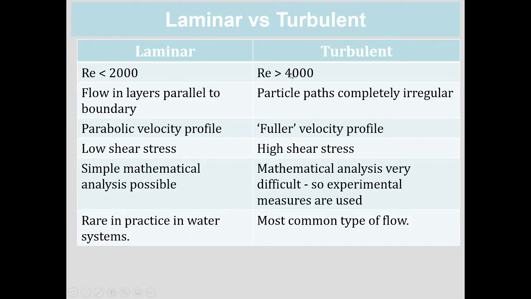Yeah, for turbulent, Reynolds number is more than 4000, particle paths completely irregular. You cannot see clearly at all the line of the pattern of the movement. Fuller velocity profile, high shear stress. Mathematical analysis very difficult. So experimental methods are used, and it is the most common type of flow. Okay, normally the flow that we are facing in the pipe is turbulent flow, not a laminar flow.